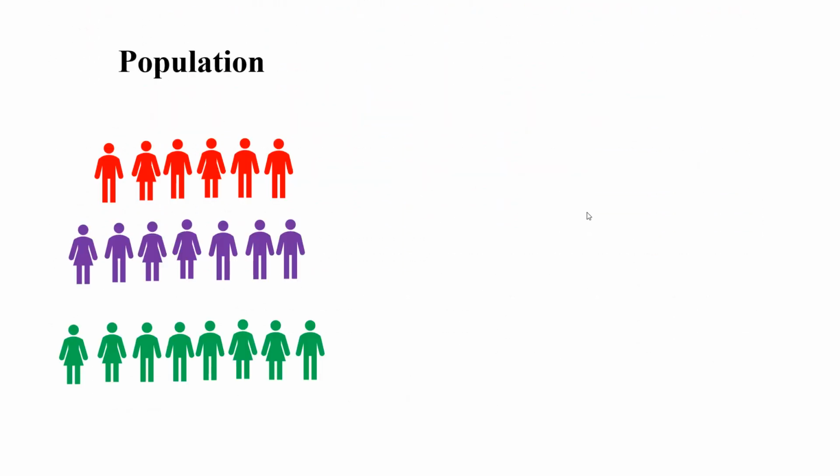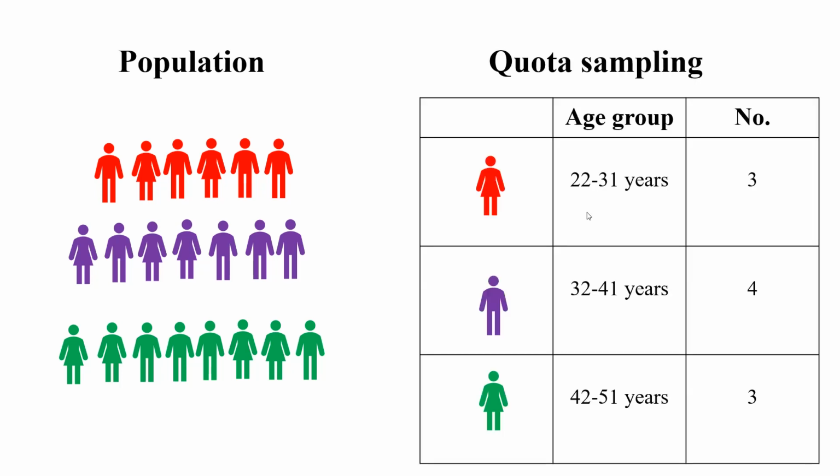Let's assume that this is the population, and for the quota, the red color persons are between 22 to 31 years. Three numbers have to be selected, and green color 42 to 51 years. Three numbers have to be collected. So this is the quota.